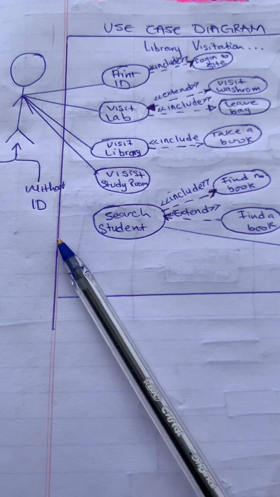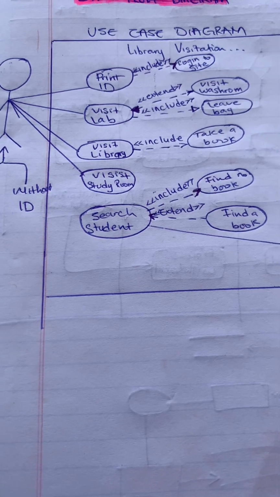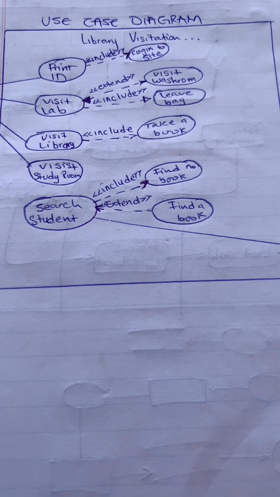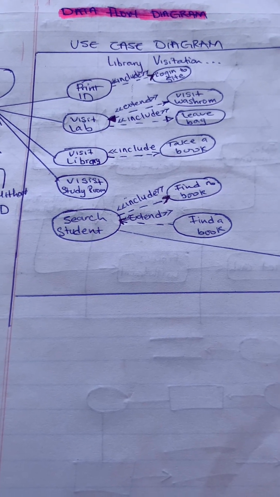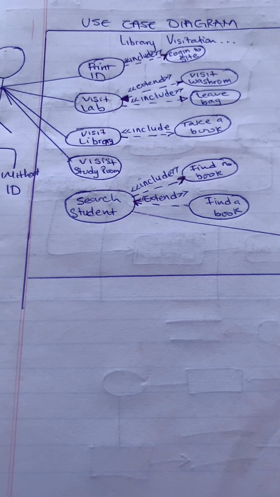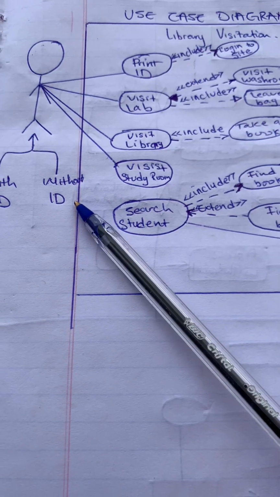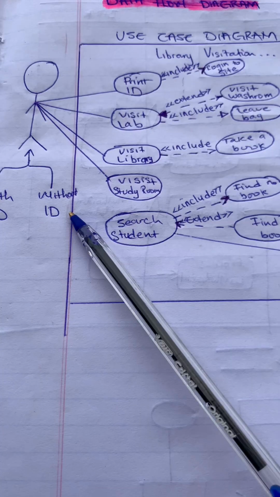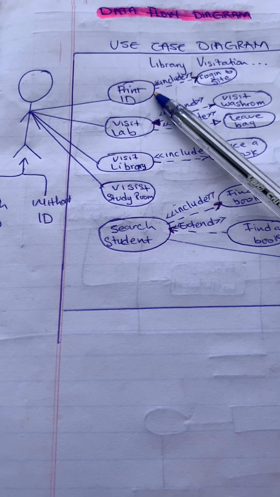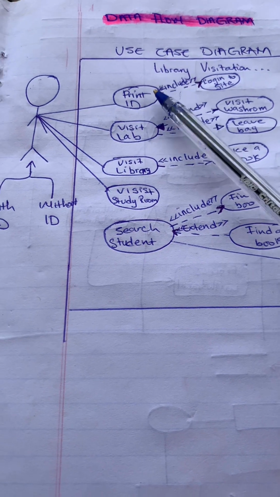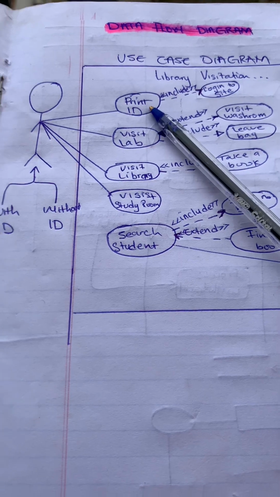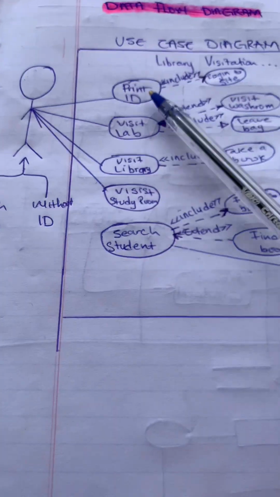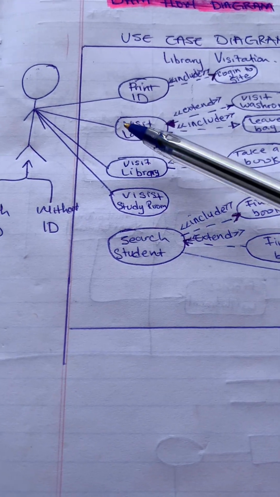First of all, a student without ID, to be able to visit the library, you have to get your ID, either the provisional one or the main ID card. So here, a student without an ID card, this is the generalization. A student without an ID card has to print an ID, and after printing the ID, that's where you have access to visit the library, right? So this is what the library does.